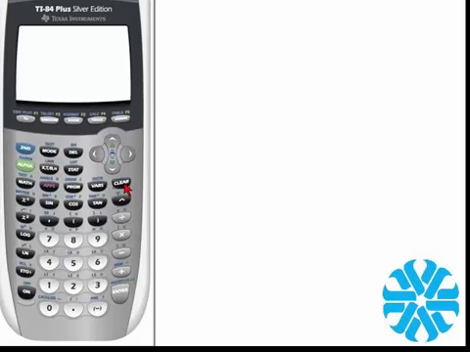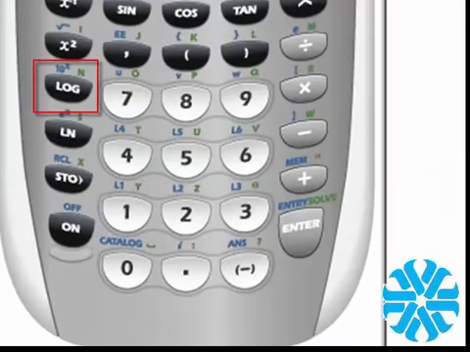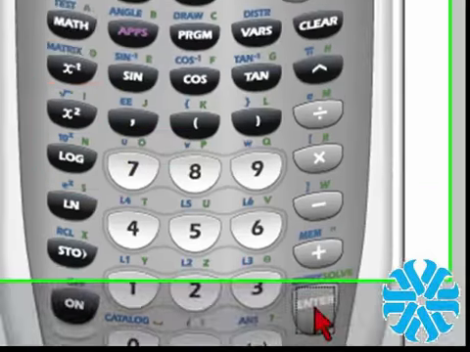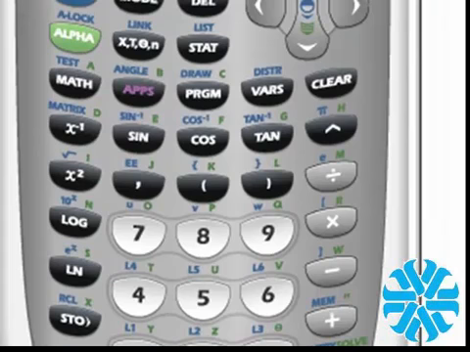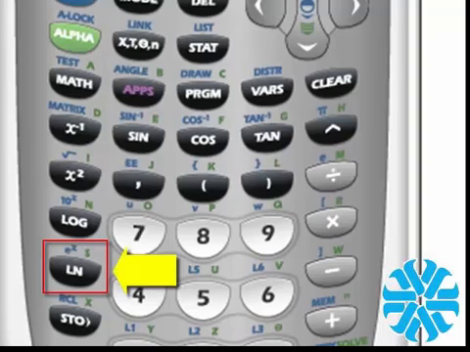There are built-in keys in the calculator that allow you to compute exponentials when the base is 10 or e. So when the base is 10, you're going to use the second function key, and then you're going to hit this button here, because you can see 10 raised to the x power. If you're going to use the key that has a base of e, you're going to use the second function and hit the ln key right here, and you can see that that says e raised to the x power. All right?